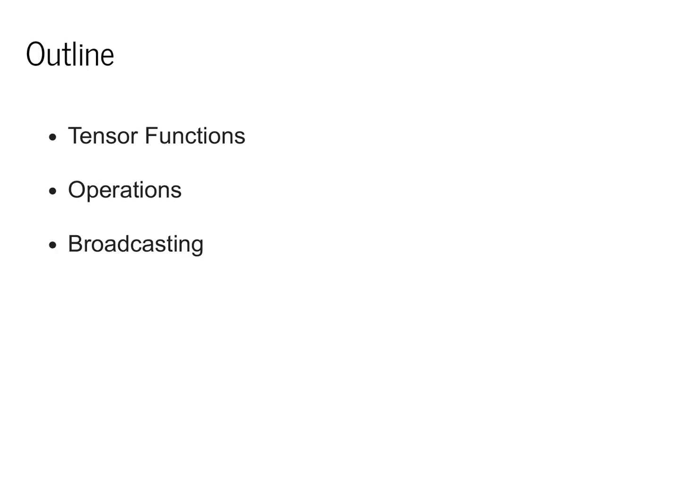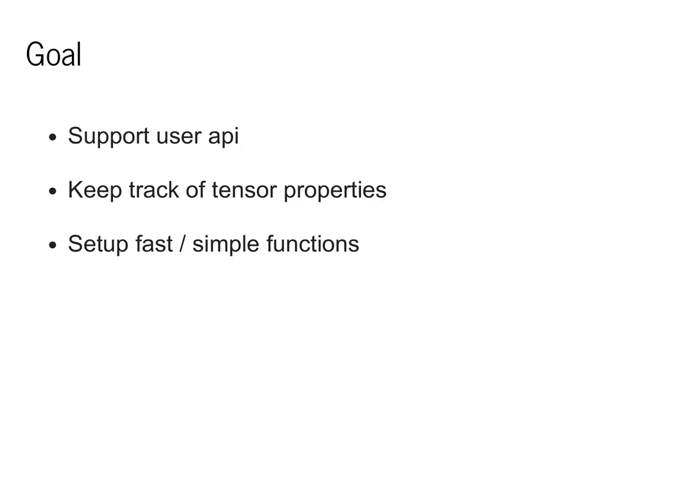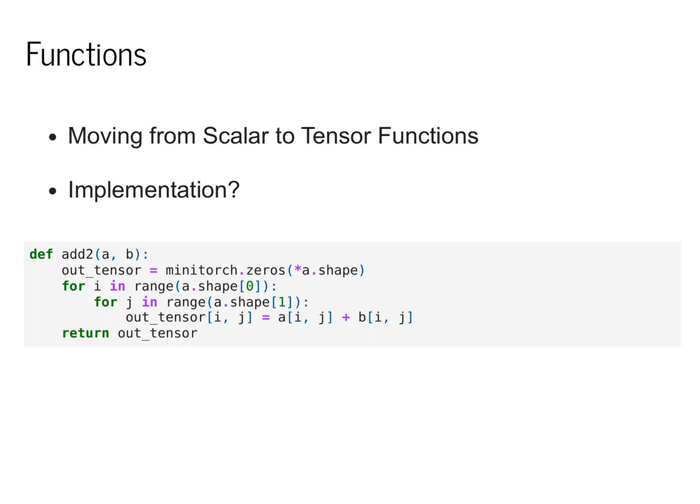In today's class, we're going to talk about how to build functions out of the tensors and how to apply mathematical operations to these functions. The core idea is going to be to build an API that allows the user to utilize tensors like their standard mathematical objects. Behind the scenes, we're going to keep track of tensor properties and make sure we can implement things efficiently. Before we talk about tensor functions, I want to motivate why they're necessary in the first place.